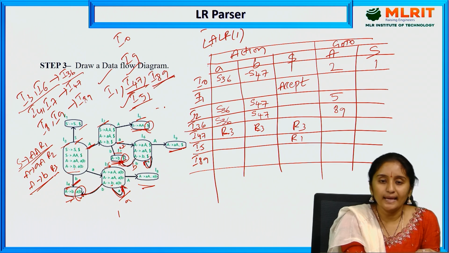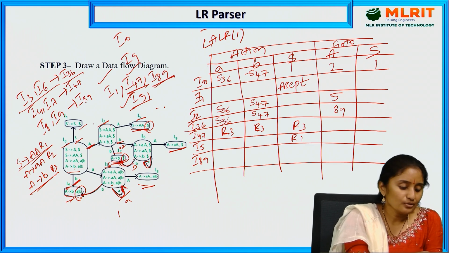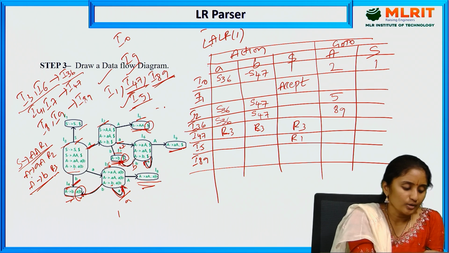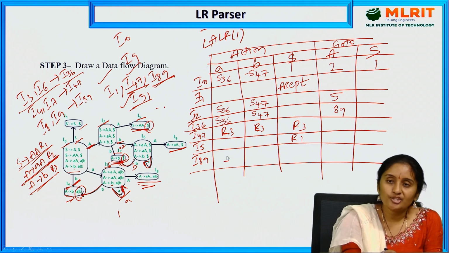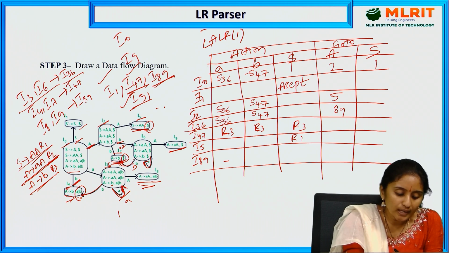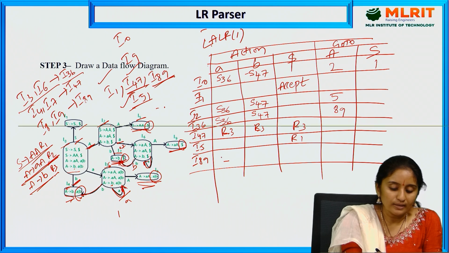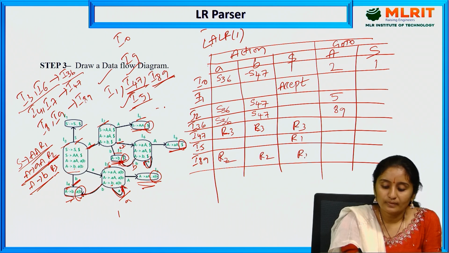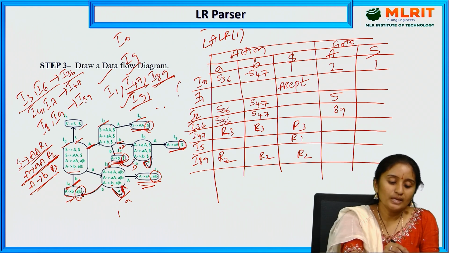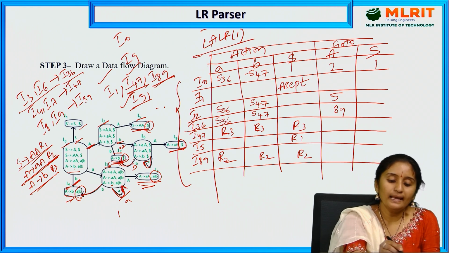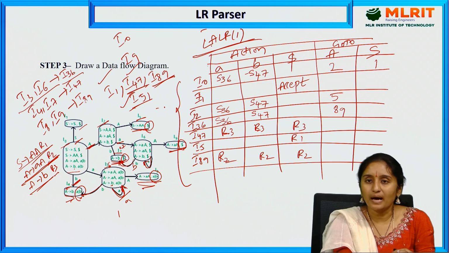Next, I8 9. Check the I8 9 production. So aA dot is our production. The reduction number is R2. What are the lookaheads I have here? A and B, and here I have dollar. So here we are going to write R2, R2, R2. So this is nothing but the LALR(1) parsing table.